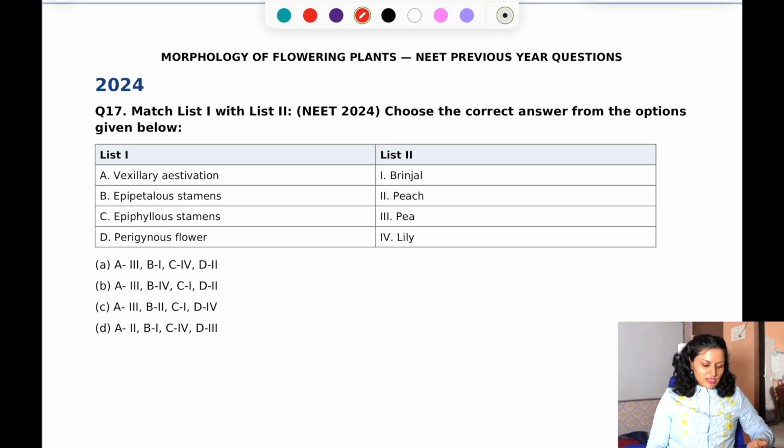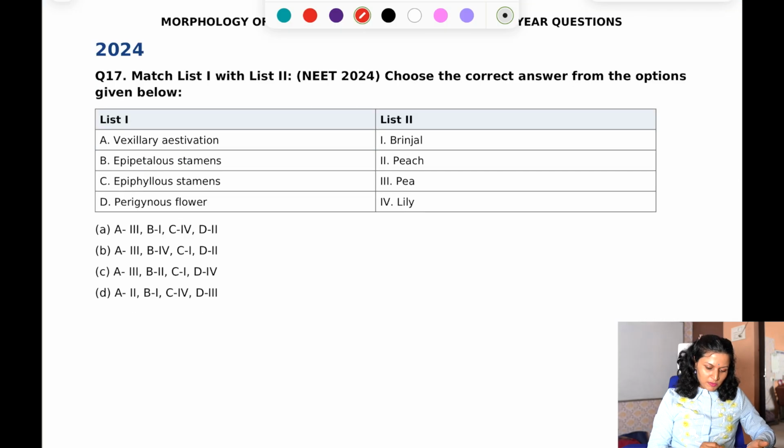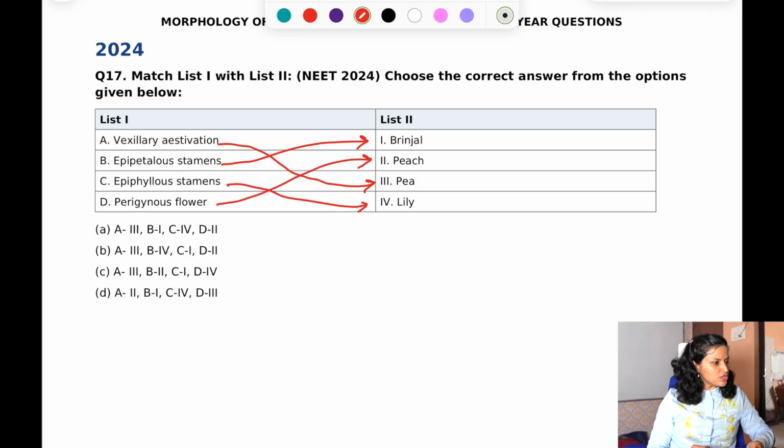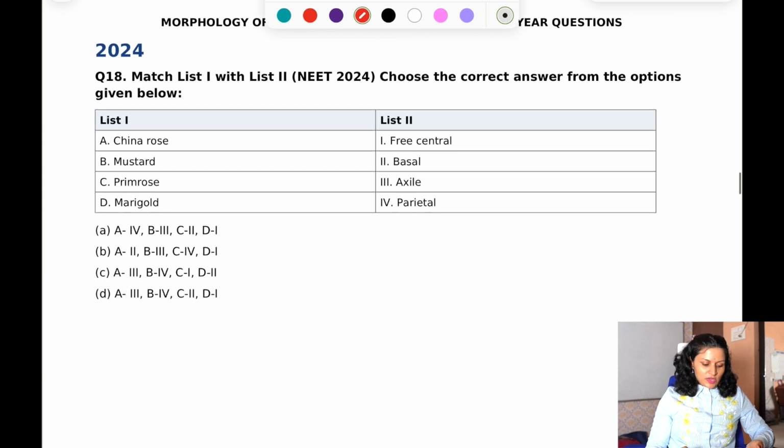Next question number 17. Match list 1 with list 2. Vexillary aestivation, that will be pea family. Epipetalous stamens is seen in case of brinjal and all the members of the Solanaceae family. Epiphyllous stamens in lily. Perigynous flower is found in peach. Fine. 3, 1, 4, 2. Option A is correct for question number 17.